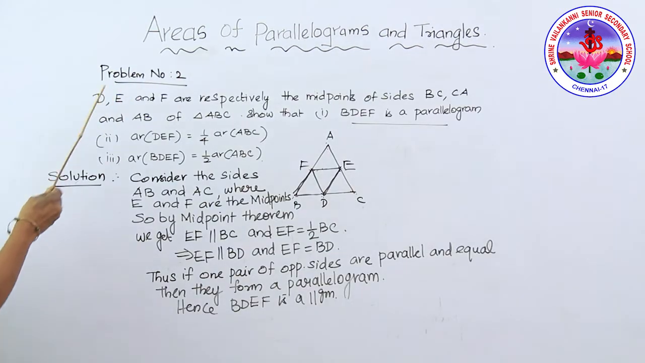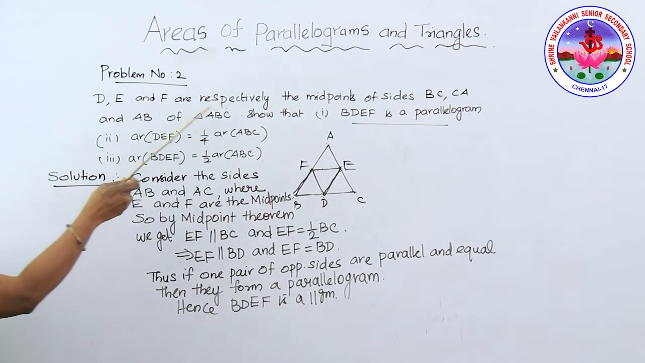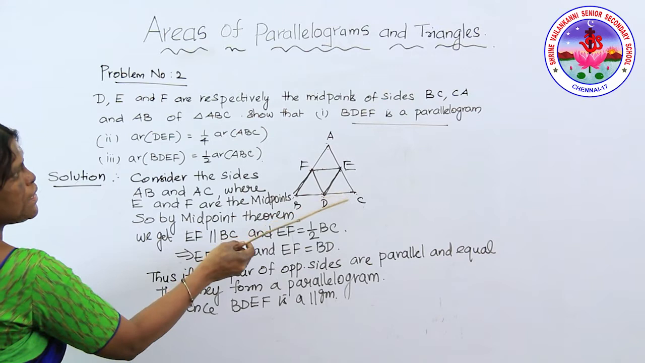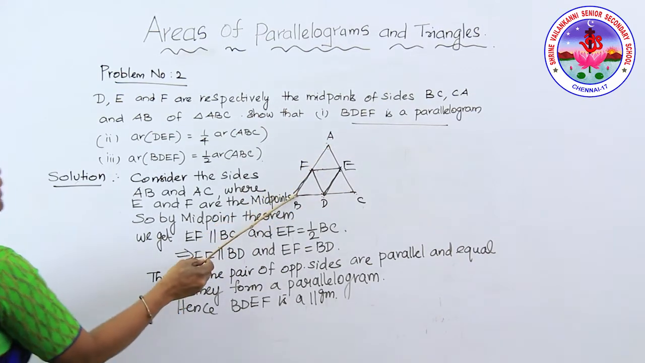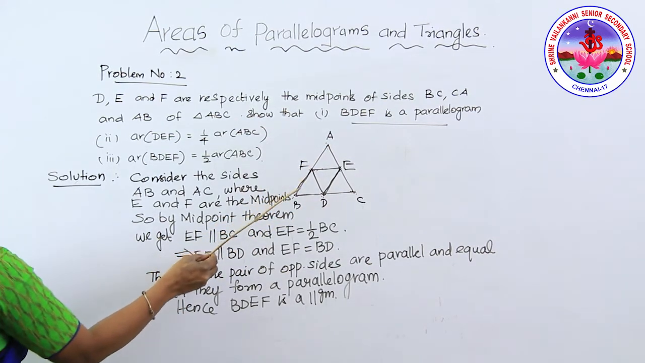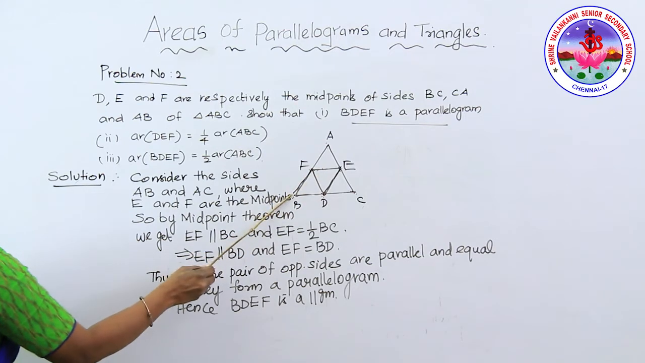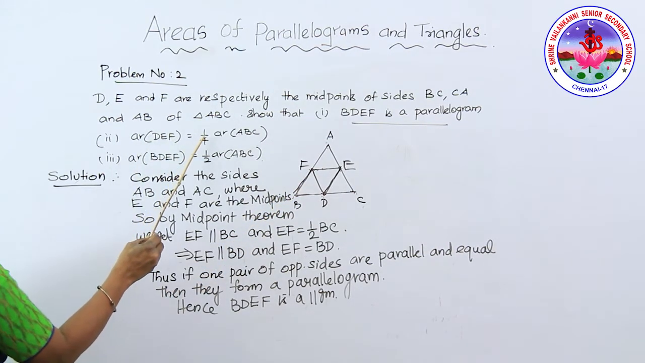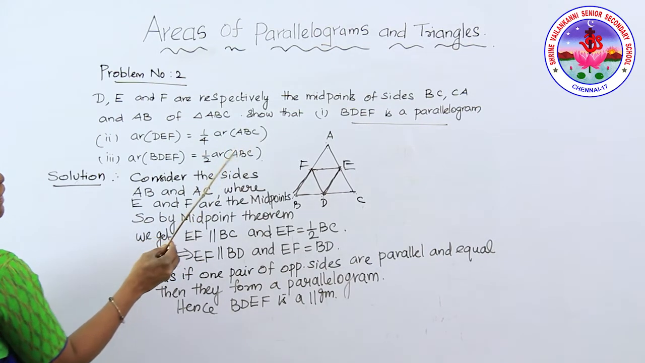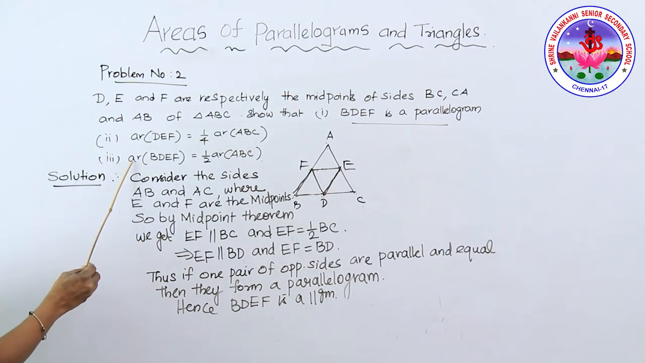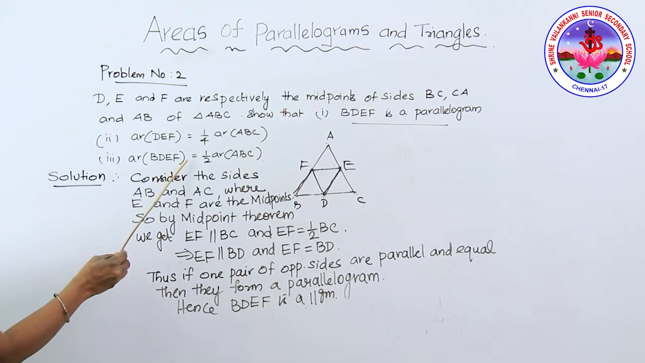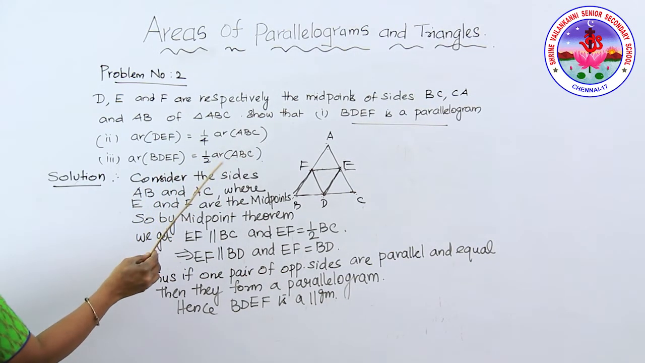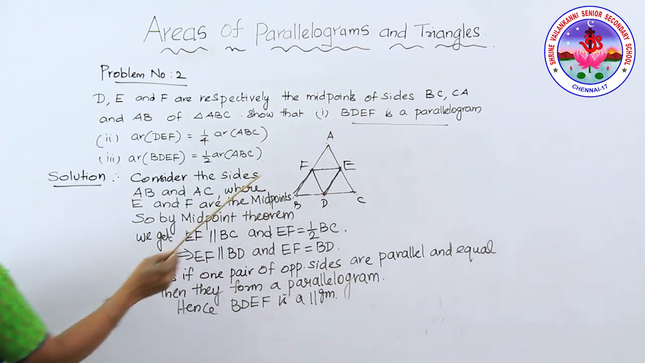Problem number 2. D, E, F are respectively the midpoints of the sides BC, CA and AB. We need to show that BDEF is a parallelogram, and area of DEF is equal to 1/4 of area of triangle ABC. The third one, area of BDEF is equal to half of the area of the triangle ABC. Now we will see the first proof here.